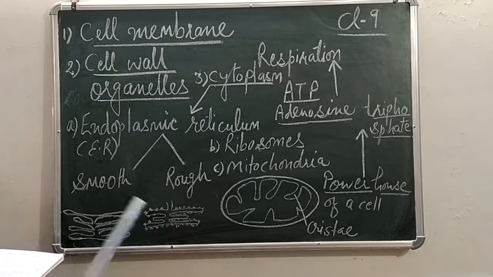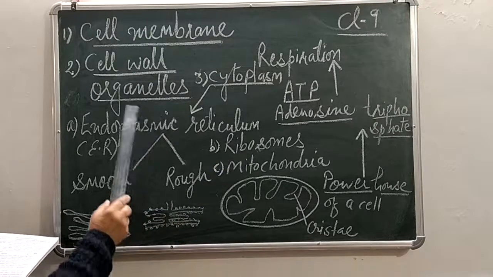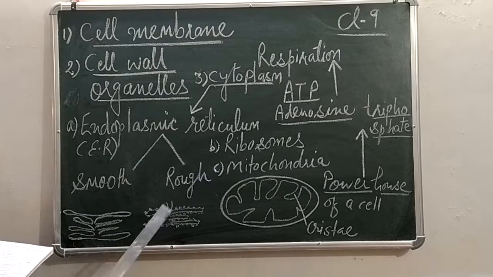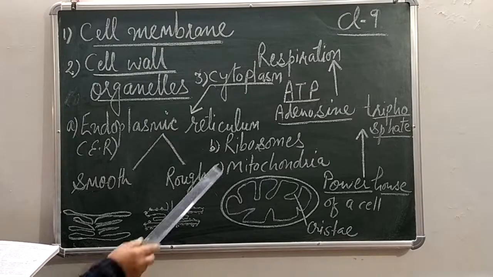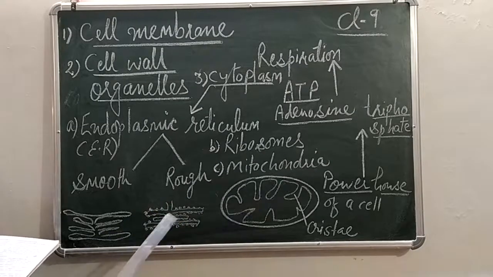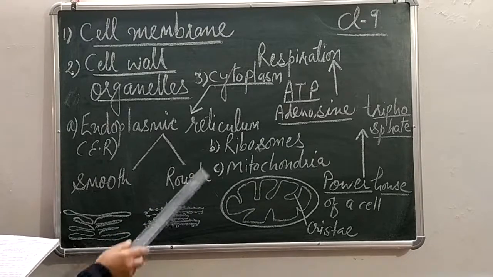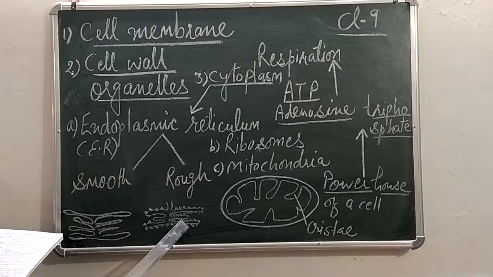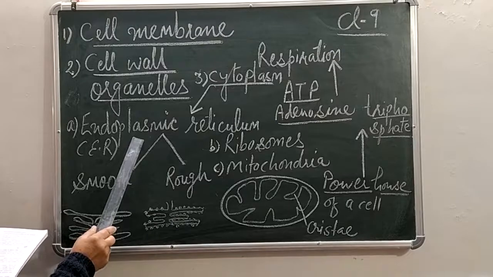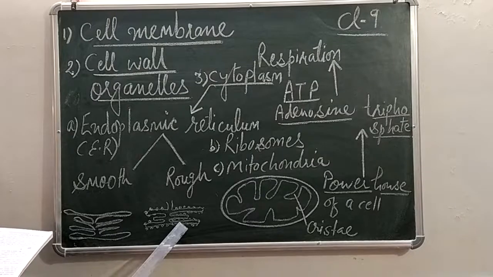The second organelle is ribosomes. As I just told you, these are small granules. Where are they present? They are either scattered throughout the cytoplasm, or present on the surface of the endoplasmic reticulum. In both cases, their function is the same. They make protein for a cell, and that is why they are called the protein factories of a cell. Endoplasmic reticulum is called the supporting framework of a cell, and ribosomes are called protein factories.